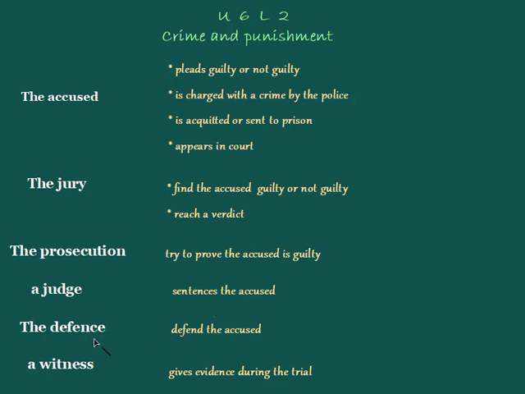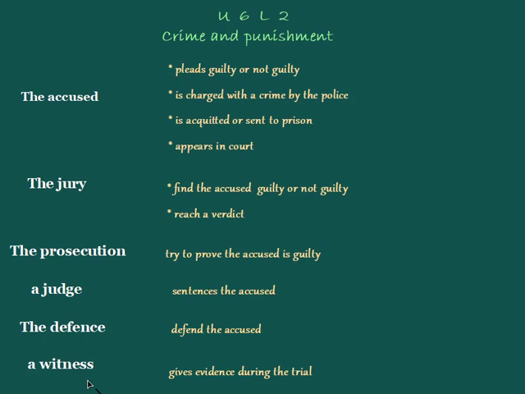Number 5, the defense. They are some people who can be in the court to defend the accused. So here we can find that the prosecution is the opposite of the defense, because the defense is trying to defend the accused and to say to us that he is not guilty. And the last person here is the witness, and the witness is someone who gives evidence during the trial, someone who saw the crime and he has something to say about the crime.